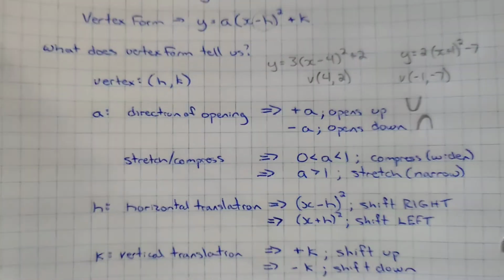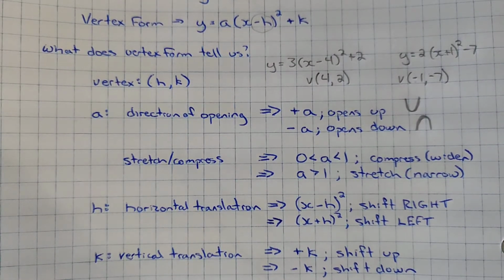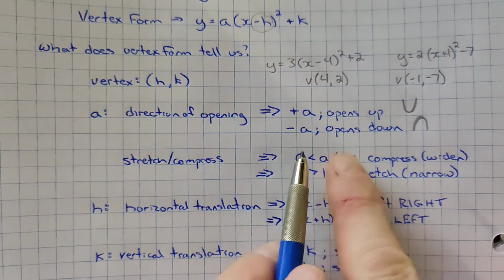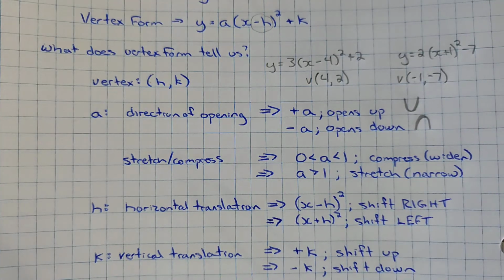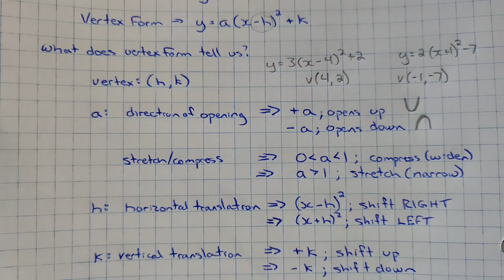Now, ignoring the positive or negative sign on the A, we just look at the A value itself without the positive or negative component. If A is between 0 and 1, then we have the graph compressing or getting wider. We're pushing everything down, which leads to the graph becoming wider. If A is greater than 1, then the graph stretches or gets narrower. At 1, we just have our standard parabola that goes over 1, up 1, over 1, up 3, over 1, up 5.